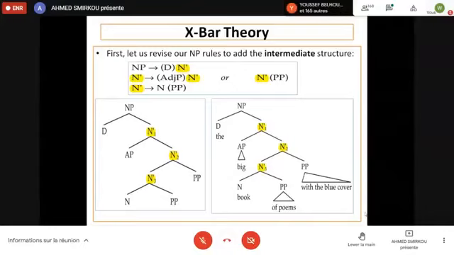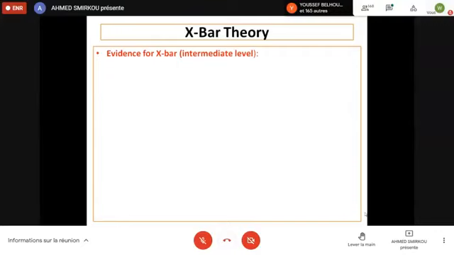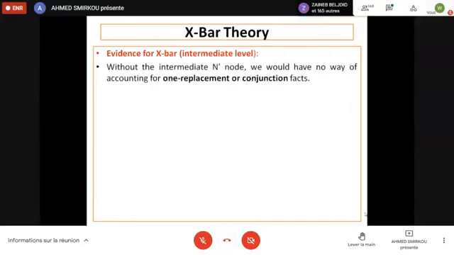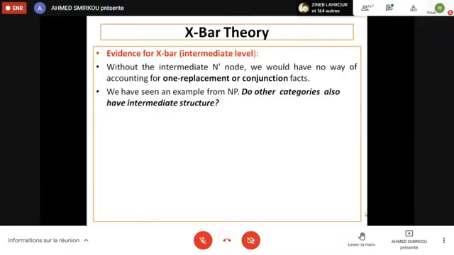Right, okay, you see the big book of poems in the blue cover. Now, evidence for X-bar theory: intermediate level. Without the intermediate N-bar node, we would have no way of accounting for one replacement or conjunction facts. So without this intermediate category, X-bar, we cannot account for those constituents which are replaced by one and conjunction as well. So we have seen an example from NP. Do other categories also have intermediate structure? Yes. For example, this is what we are going to see: one replacement, or so replacement in verb phrases, and conjunctions in verb phrases, in preposition phrases, etc. Just to claim that this intermediate structure also exists with other syntactic categories.